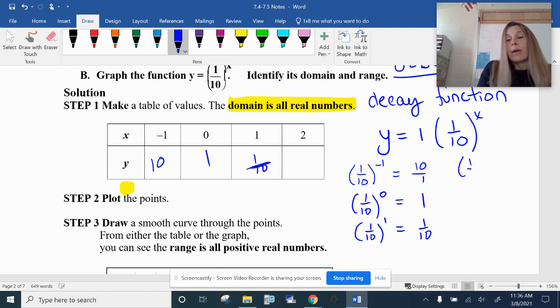If I want to raise my 1/10 to 2, I'm going to have to do 1 squared over 10 squared, which would equal 1 over 100.